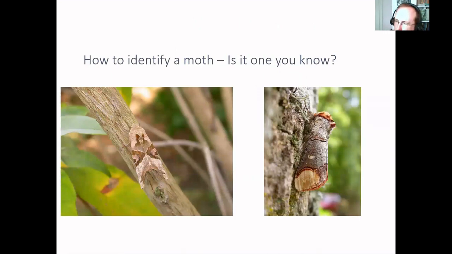So hopefully that's, there you go, that's all you need to know. That's how you identify a moth. No, I'm joking. So when you start out, there will be certain moths that you instantly recognize. And as you get more experienced, that number of species that you instantly recognize will increase. So when you start out, most people would recognize a buff tip here fairly quickly.